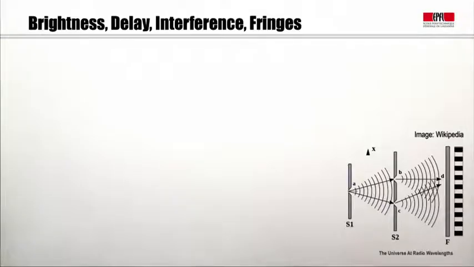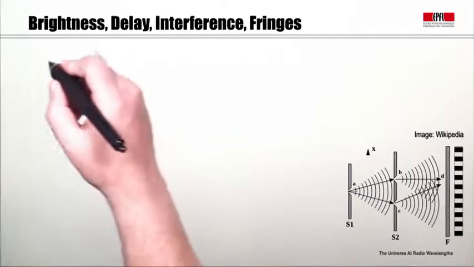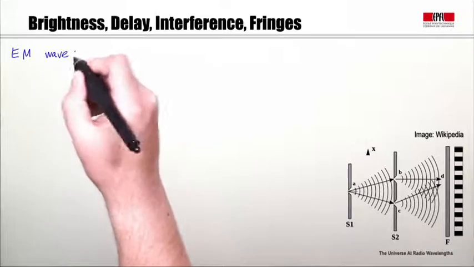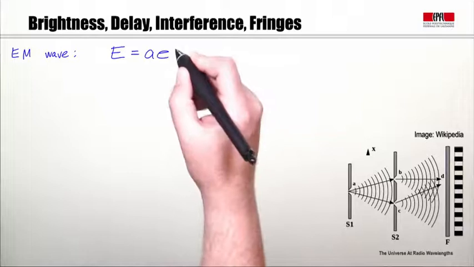Now let's look at some of the mathematics behind this. Light is an electromagnetic wave, and at any point in time and space we can describe it by a complex number, so a quantity with an amplitude and a complex phase. So we say it's an EM wave. It has an amplitude and it has a complex phase.